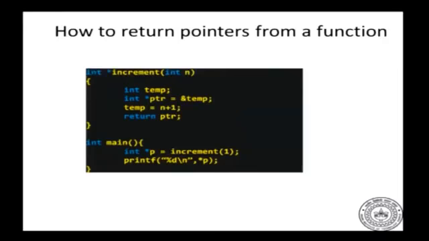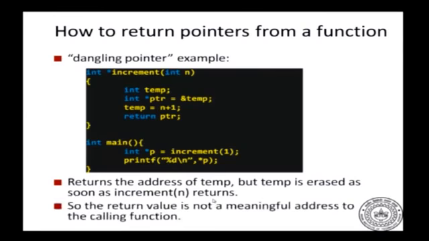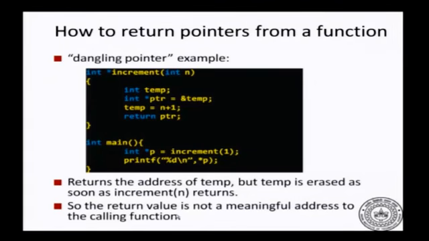So, how do you return pointers from a function? We have seen what a dangling pointer means, and here is a very silly function which will create a dangling pointer. What is the problem with this function? It returns the address of a local variable temp, but temp is erased as soon as increment returns. So the return value is not a meaningful address to the calling function, which is main.